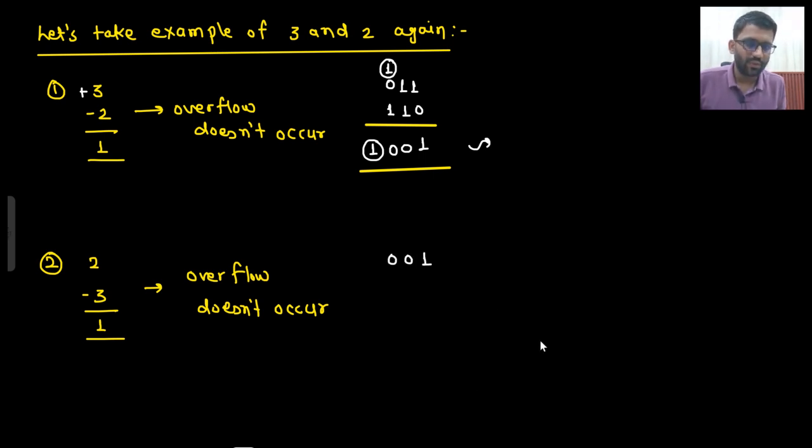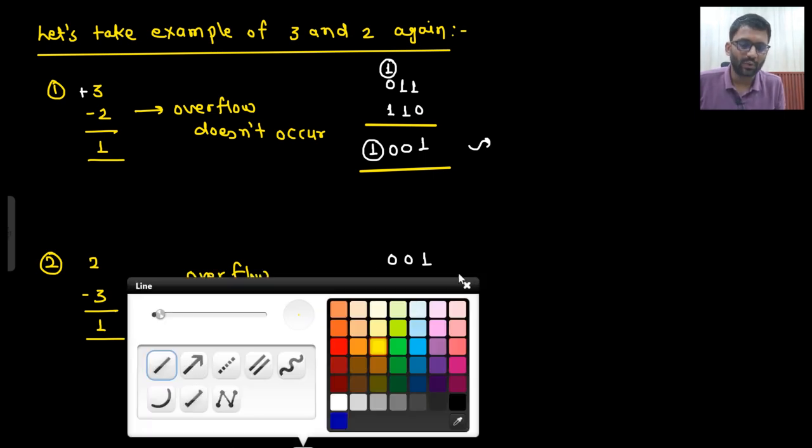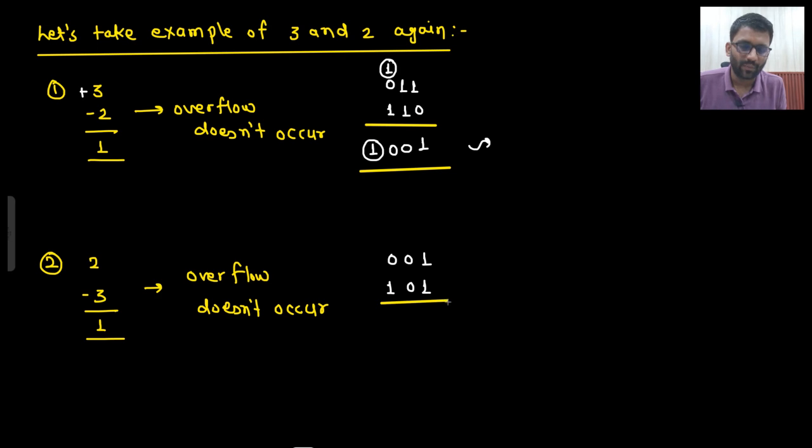2 will be 0 1 0. What will be 3? 3 will be 0 1 1, and minus 3 would be 1 0 1. That would be 3 in 2's complement representation. If you perform it, I know overflow will not occur. But 1 plus 1 is 0, 1 goes here, that I have written, and 0 plus 1 is 1. The answer will be minus 1 actually. So here you can check there is no carry. Here also there is no carry.